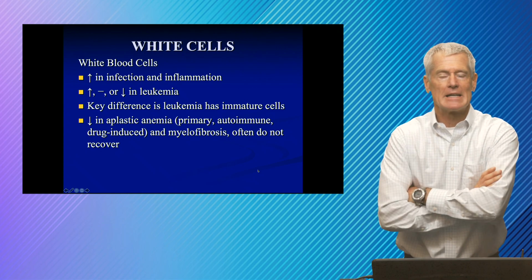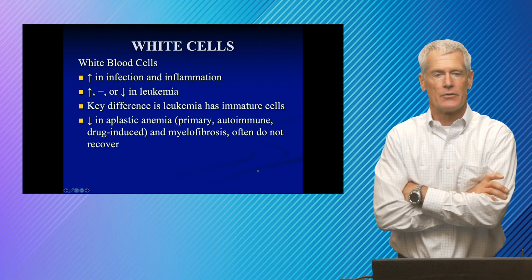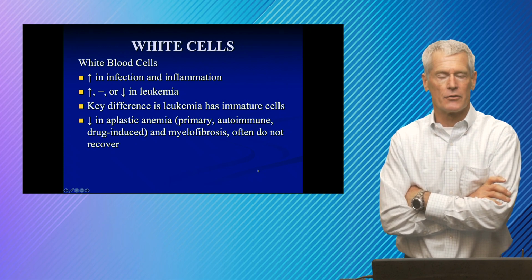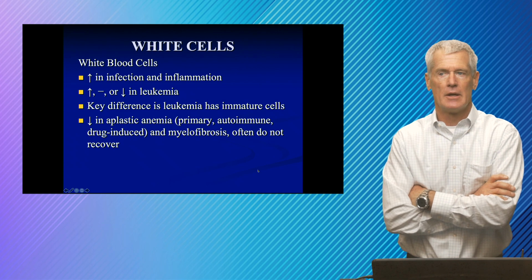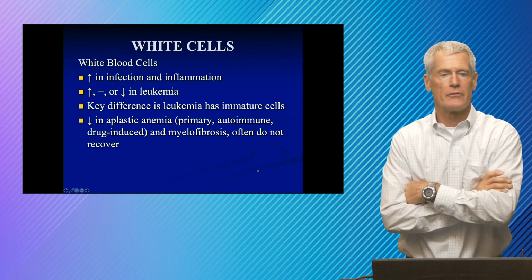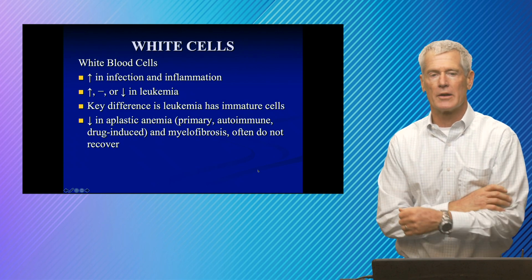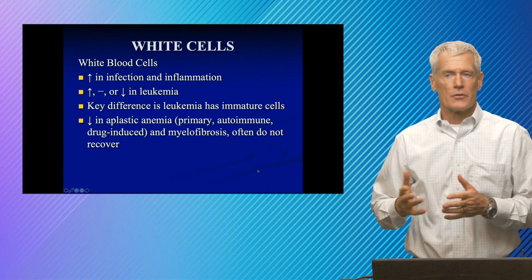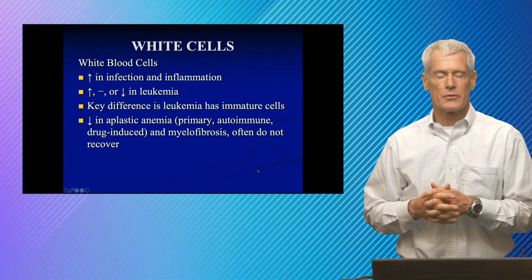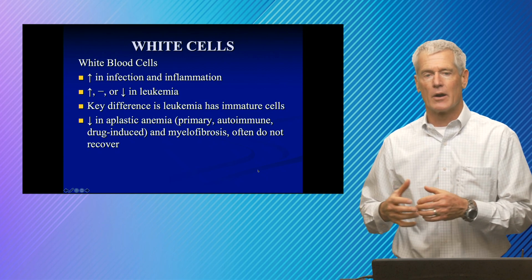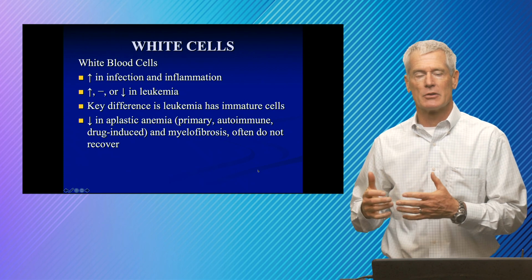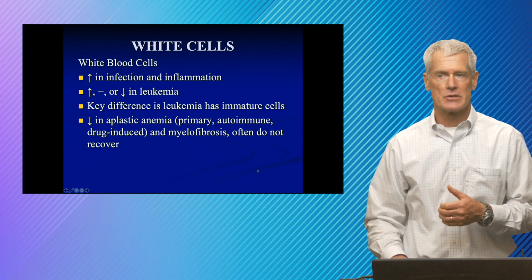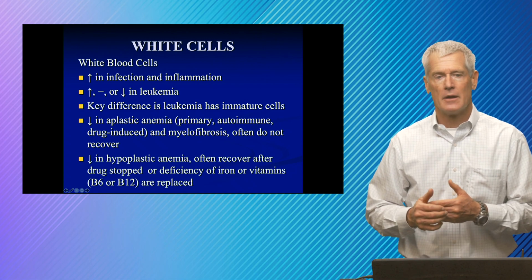It goes down in aplastic anemia. So aplastic anemia is really a decrease of all of the blood cells, so red cells and white cells. It could be due to primary bone failure, it could be due to an autoimmune process, or it could be drug-induced. There are also decreases in myelofibrosis, so that's essentially where your bone marrow is being replaced with fibrous tissue, so it's no longer functional. And if you have these, oftentimes patients don't recover from them.